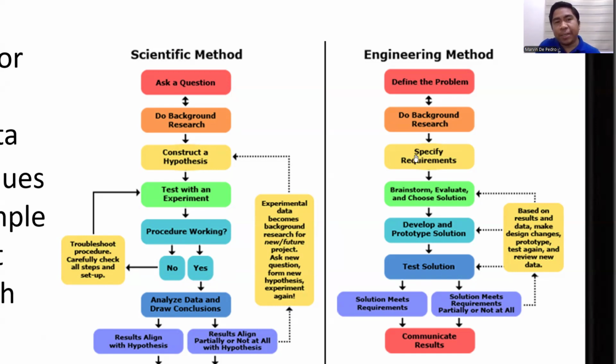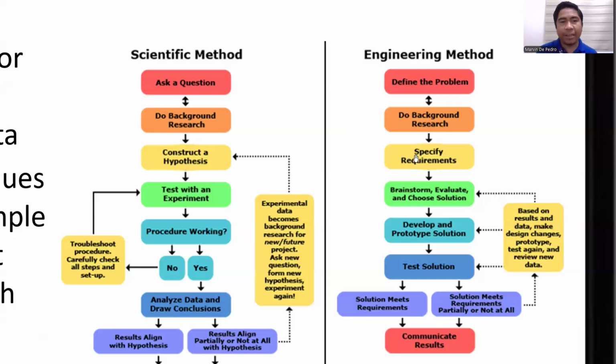Once we have the hypothesis, we test that hypothesis normally using an experiment. For engineers, especially for this course, Engineering Data Analysis, we are focused more on conducting experiments. And then once we are done with the experiment, we check if the procedure is working. If no, we reconfigure our experiment. But if it's okay, then we can proceed with analyzing our data and we draw our conclusions.